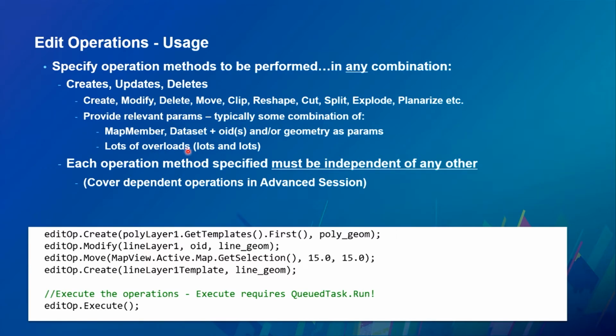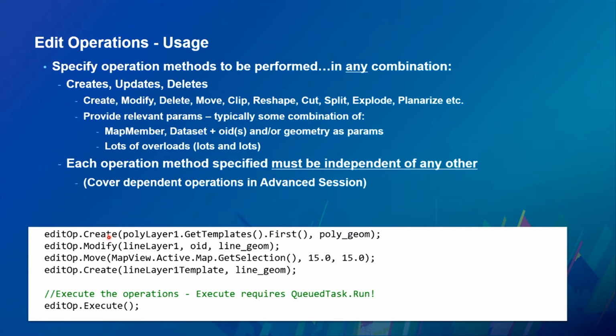Lots and lots of overloads. So the create method itself has something like 13 overloads to create features using a bunch of combinations: a layer, a table, using geometry, using a dictionary of attributes. We'll go through some of these, but there are lots and lots of overloads for each method in there. I think modify has a bunch, delete doesn't have that many.